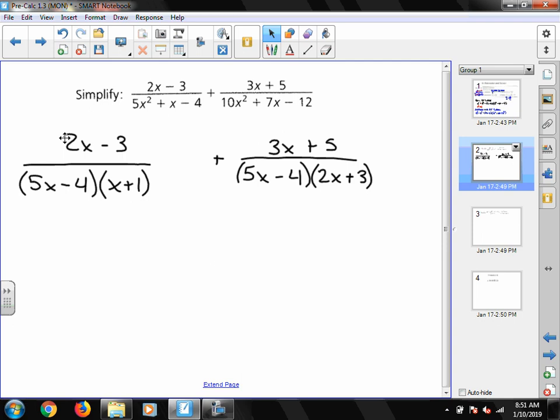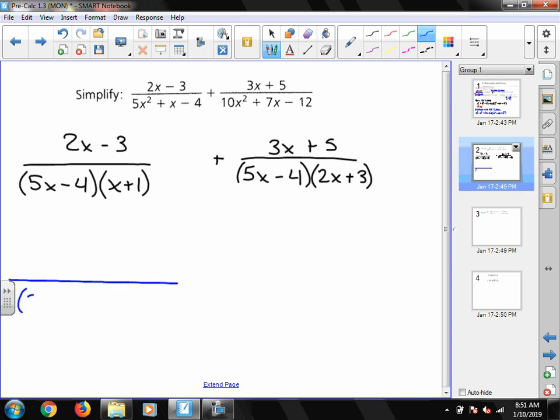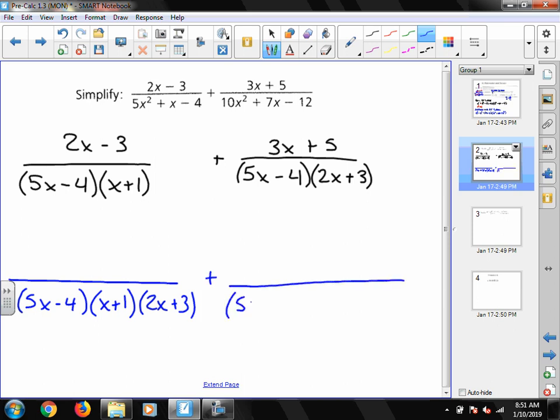in that denominator. So my actual denominator is going to be 5x minus 4, x plus 1, and 2x plus 3. So each of those different pieces shows up there. And I'm going to have another set of that over here. 5x minus 4, and x plus 1, and 2x plus 3.